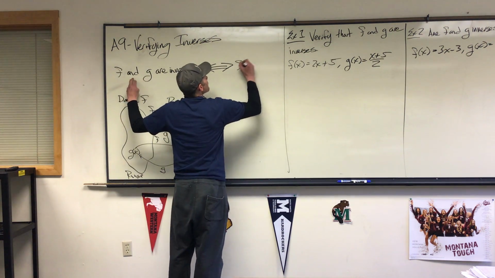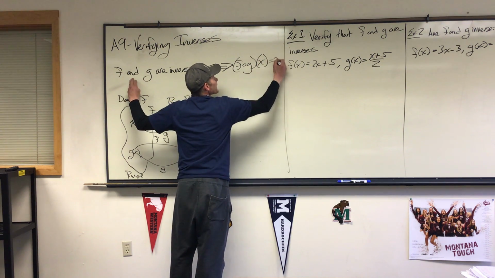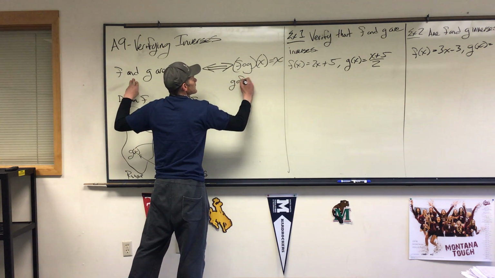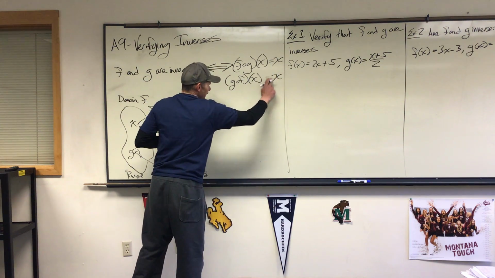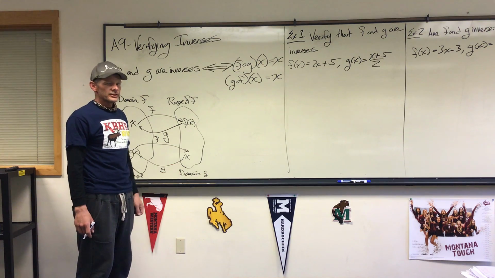We do f composed with g, and when we do that, we should get x. And we check both of them. It should also work the other way: g composed with f of x is equal to x. Okay, so both of these have to be true for f and g to be inverses.